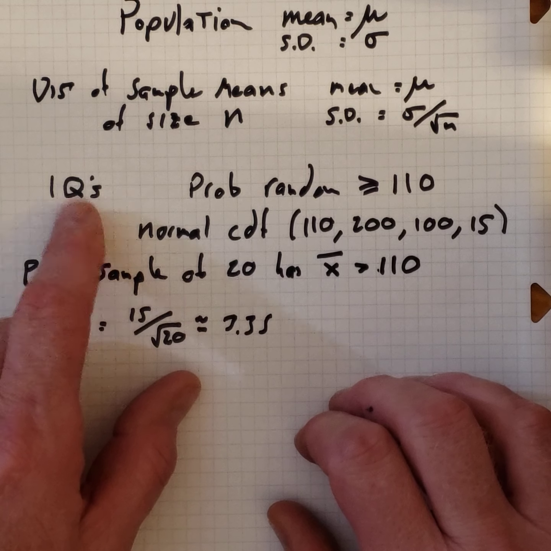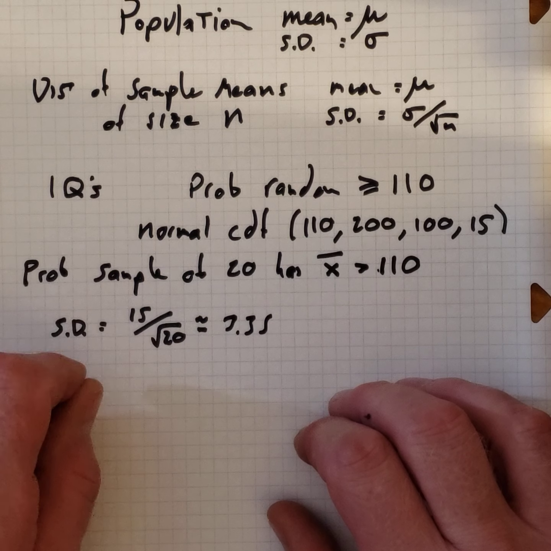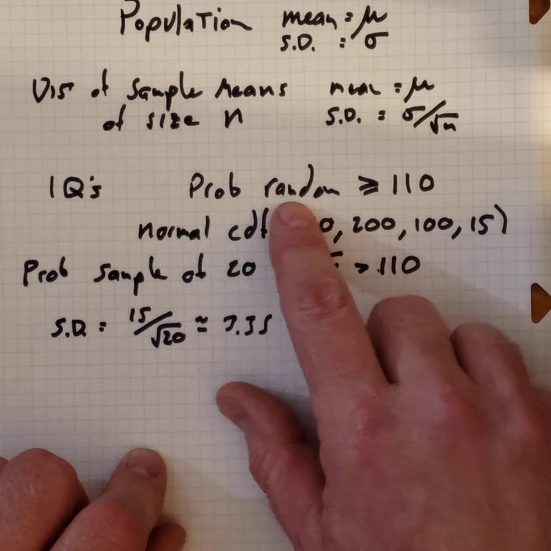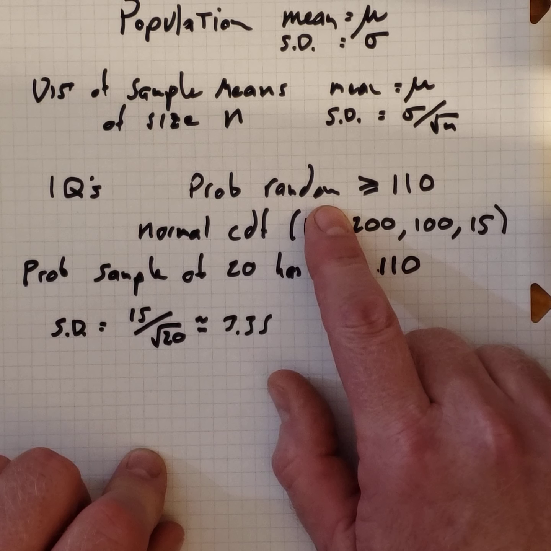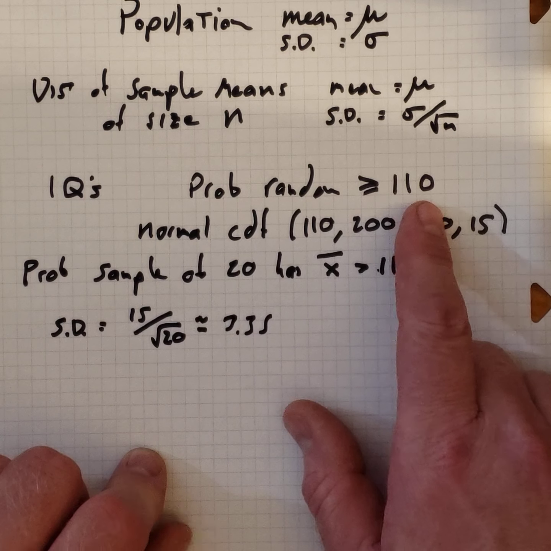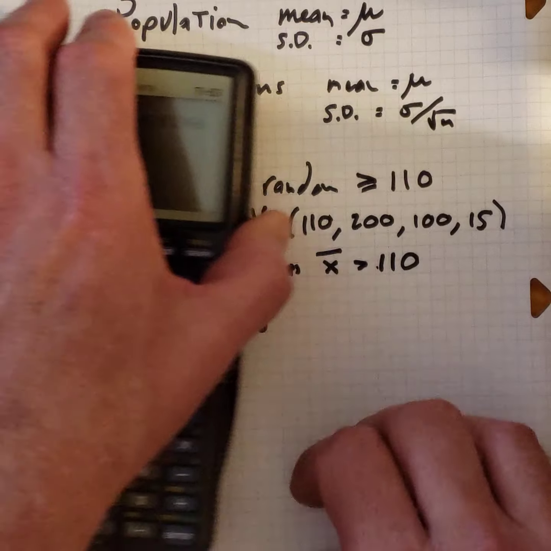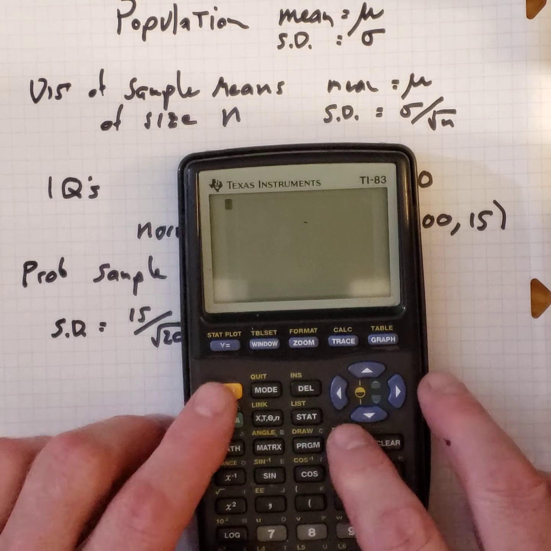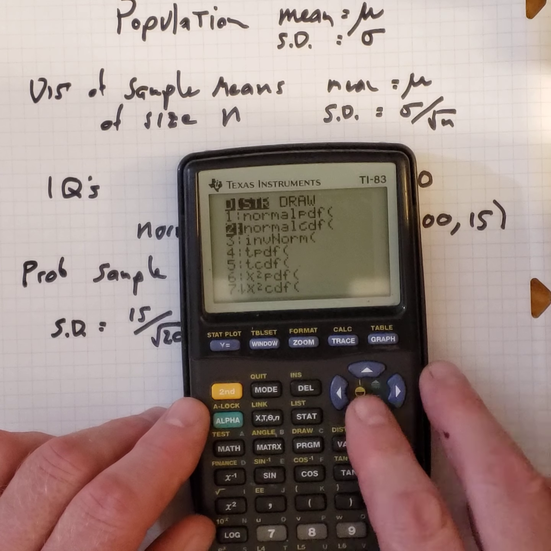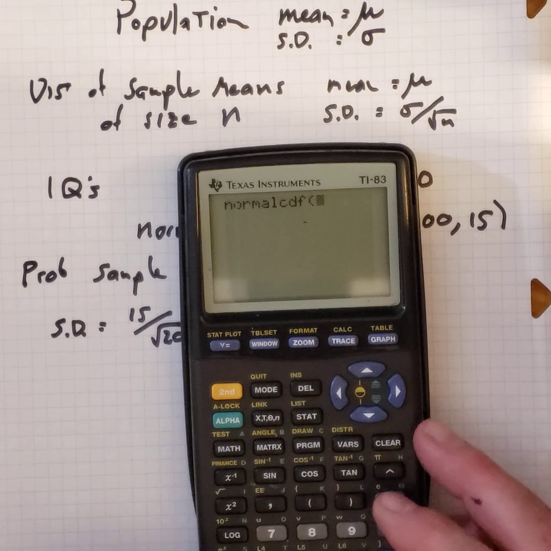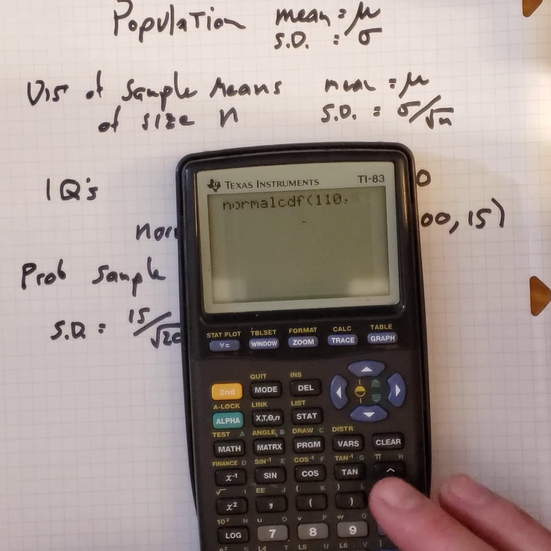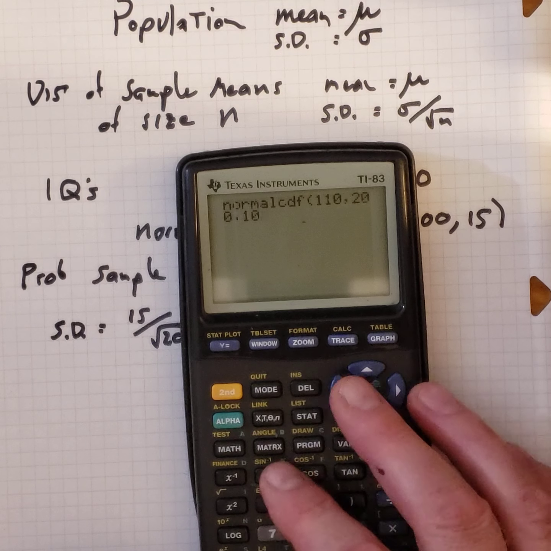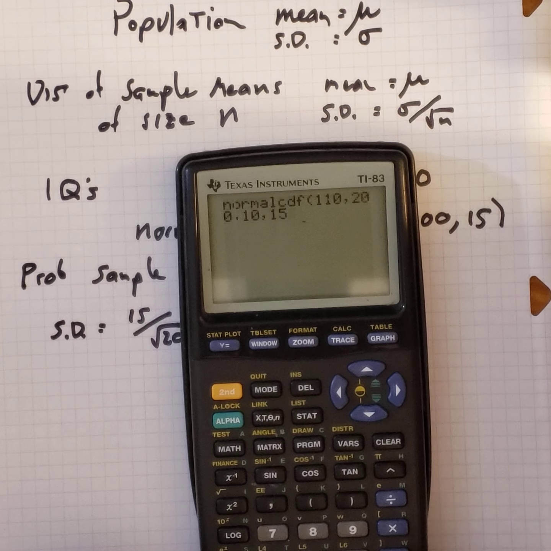If we look at the population of IQs, the mean is 100, the standard deviation is 15. So if we want to know the probability that a person picked at random from this population has an IQ of over 110, we would use exactly what's written there. We would do distribution, normal CDF, and we would say 110 to some really big number. I'm just going to go 200, from a sample with a mean of 100 and a standard deviation of 15.